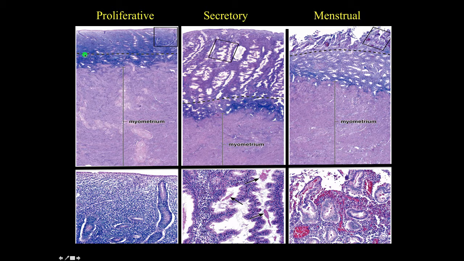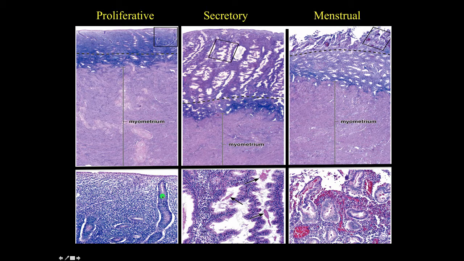A dotted line here would show the stratum functionale, the stratum basale, here the myometrium. Here in the secretory phase, look how much more pronounced the stratum functionale is in relation to the stratum basale, and then the menstrual phase, the stratum functionale is being sloughed off. Here on the bottom are just higher power views of the stratum functionale. Clearly, I want you to be able to look at how the differences are in the uterine glands.